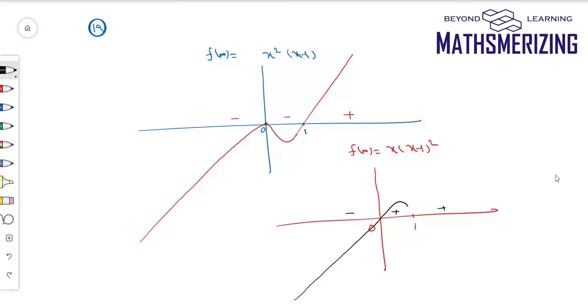Then it will become positive, and at 1 it has a double root, so it will touch the x-axis at 1 and then again it will go to plus infinity. So this is how we draw basic polynomial factorizable functions.